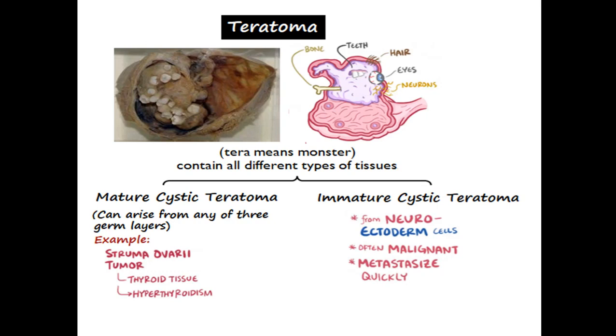Now, coming to the immature cystic teratoma, they arise from the ectoderm, from the neuroectodermal cells, right? And these tumors are very aggressive, and most often they are malignant and easily metastasize to other organs.